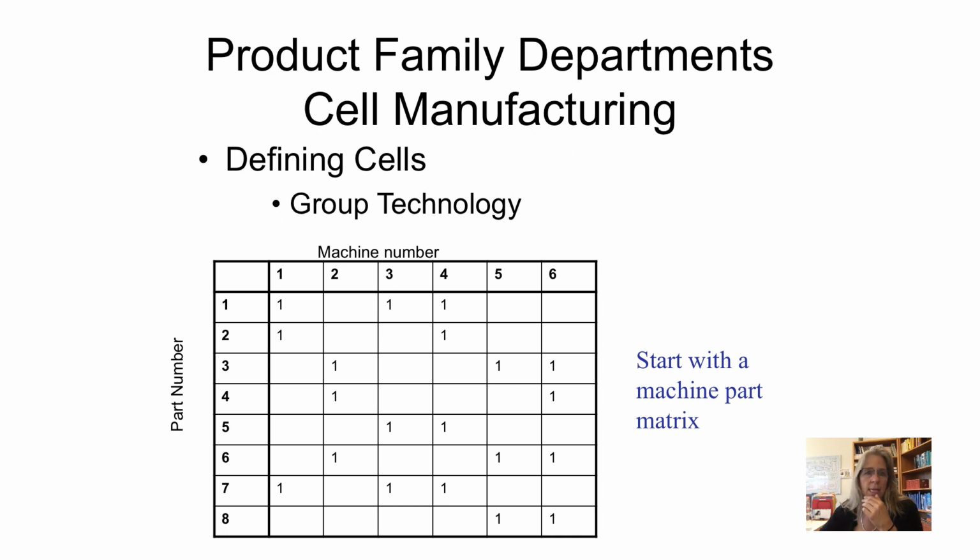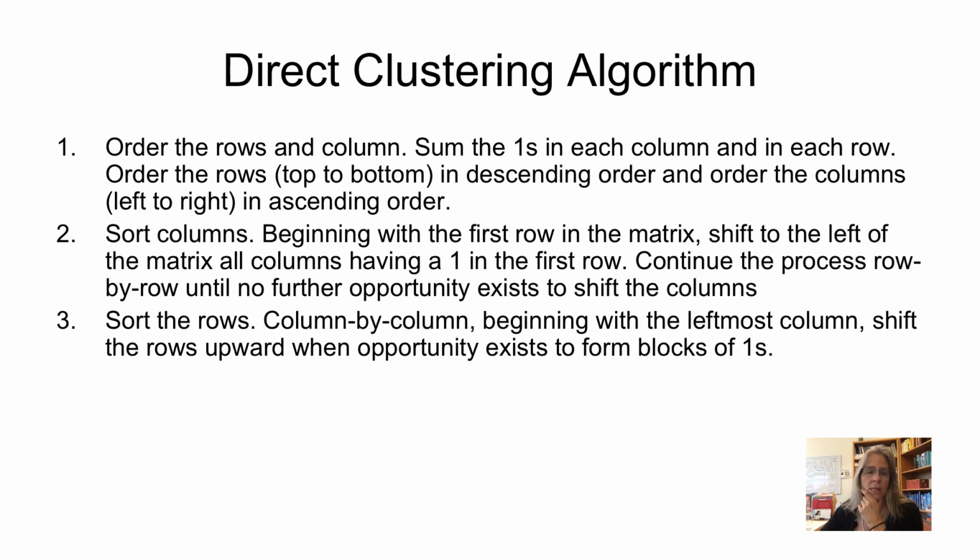And then the 1 indicates that in this case, product number 1 is processed on machine number 1, machine number 3, and machine number 4. And what we do with this is we use this direct clustering algorithm, and I'm not going to read it. I'm going to go through it in a very quick method in the example, but we're going to have a chance to do it in class.